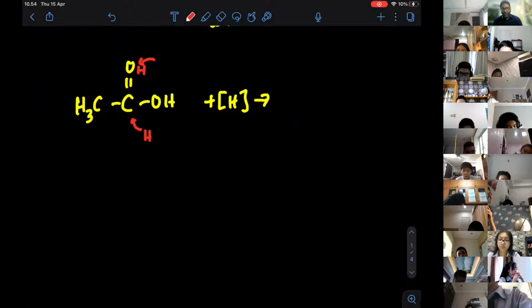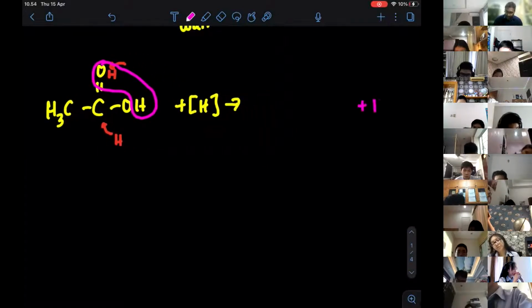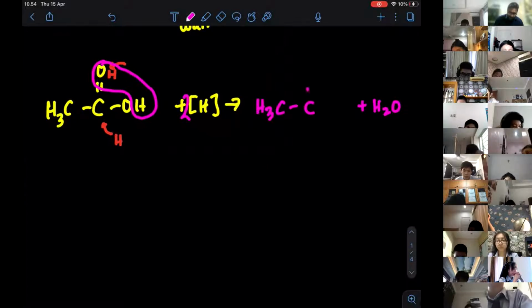And what is going to happen next is that you are going to remove the OH with this, to give you water. So it means I will get plus water. How many moles of hydrogen did I use? I use 2. And I am going to have H3C and then C double bond O and H.